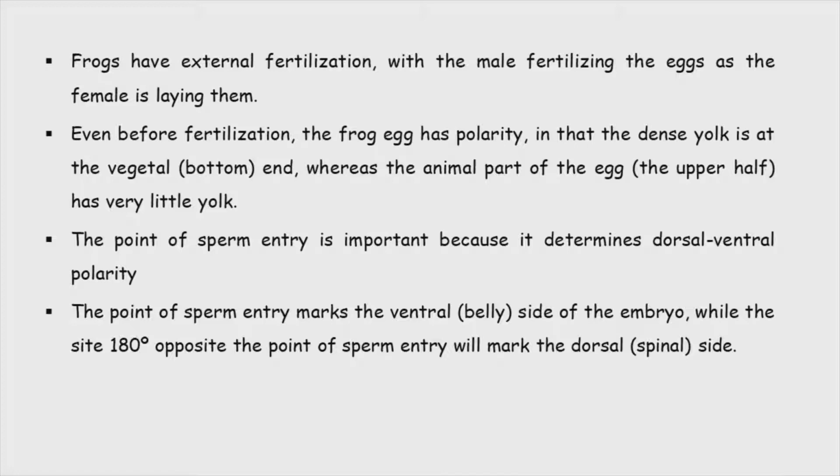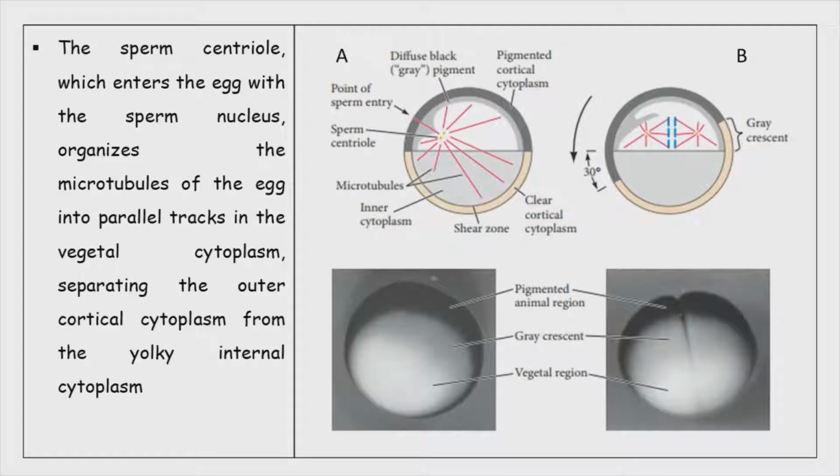It means the point at which sperm enters the egg is going to make the ventral side of the future embryo. Whereas the site 180 degrees opposite the point of sperm entry will mark the dorsal side. It means the side opposite the sperm entry will make the future dorsal part of the embryo. The sperm centriole, which enters the egg during fertilization, organizes various parallel tracts in the egg, and these tracts allow the cortical cytoplasm to rotate with respect to the inner cytoplasm. In the zygote, the cortical cytoplasm rotates about 30 degrees with respect to the internal cytoplasm.